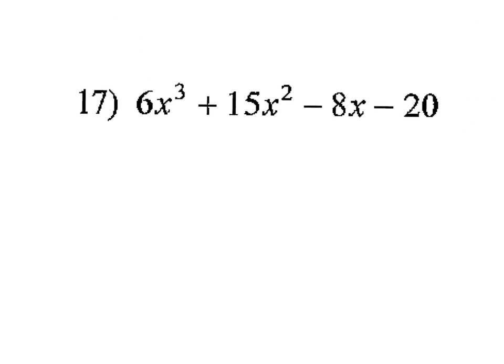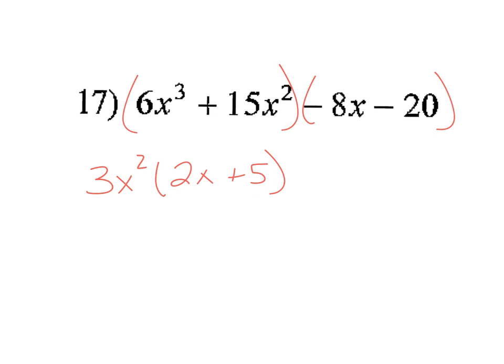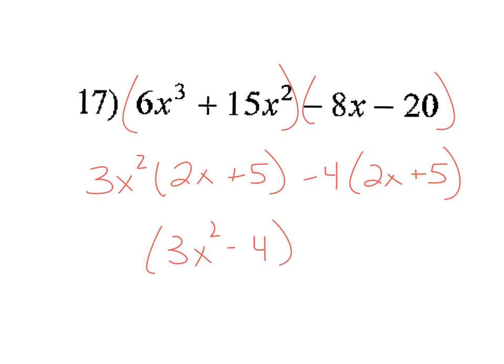Okay, so on this guy, I'm looking for a GCF, but there's not one. So I'm going to go ahead and group, keeping that negative with that 8. And I'm going to pull out a 3x squared here. So I get 2x plus 5. On the second part here, I'm going to pull out a negative 4. And that's going to turn it over to all positives, a 2x plus 5. So I get 3x squared minus 4 and 2x plus 5.